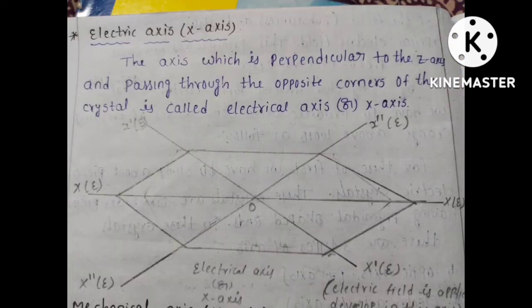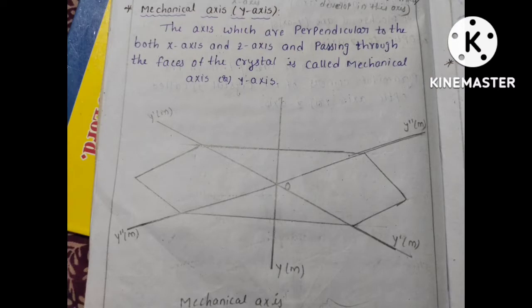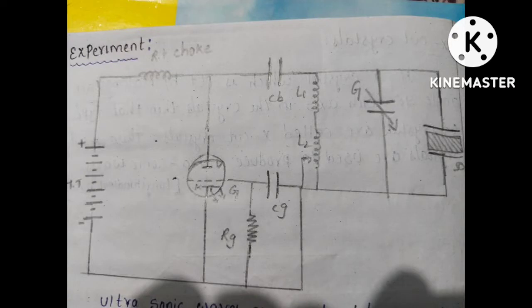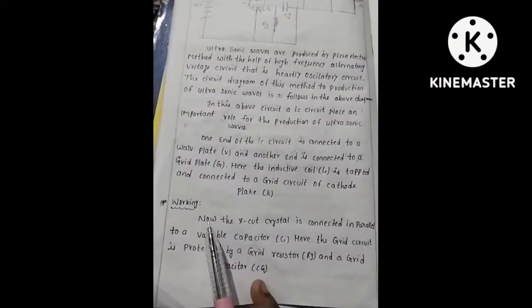Second, the electric axis: the axis which is perpendicular to the z axis and passes through the opposite corners of the crystal is called the electric axis. Third, the mechanical axis: the axis which is perpendicular to both the electric axis and the z axis and passes through the faces of the crystal is called the mechanical axis. Now we discuss the experiment.